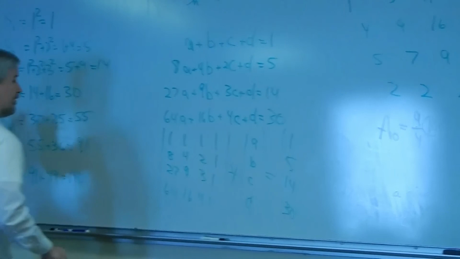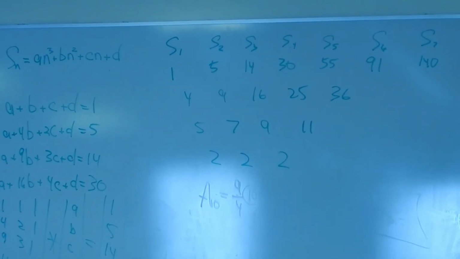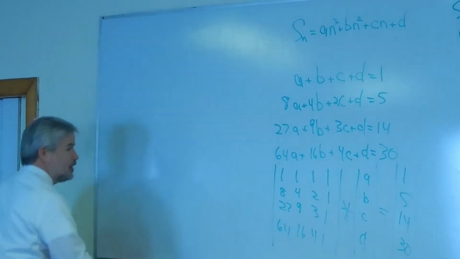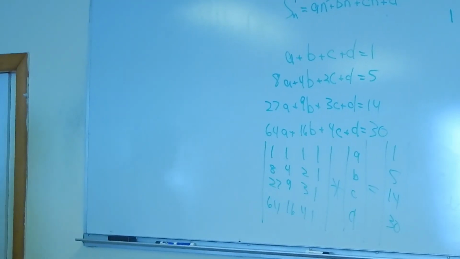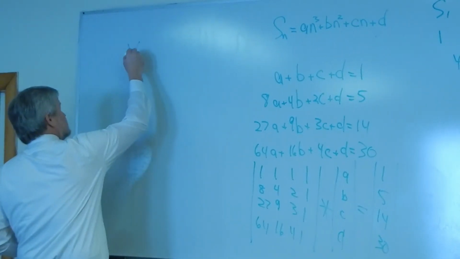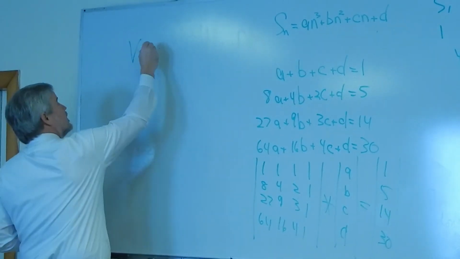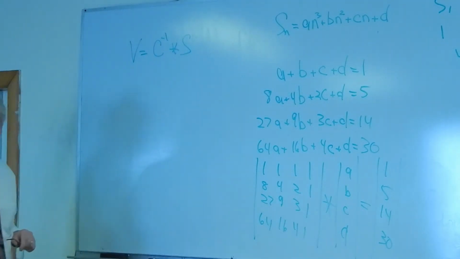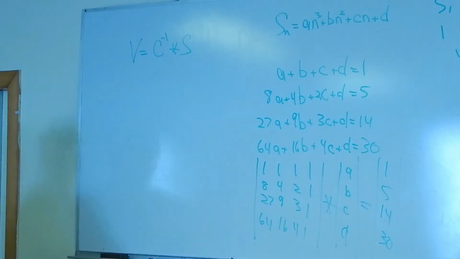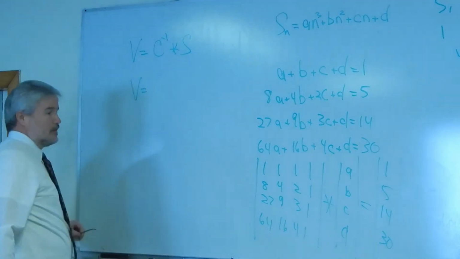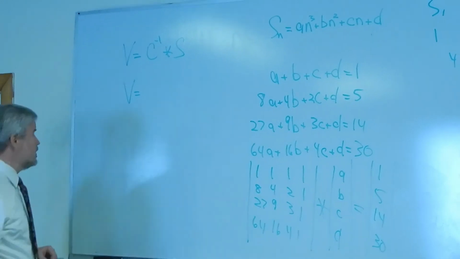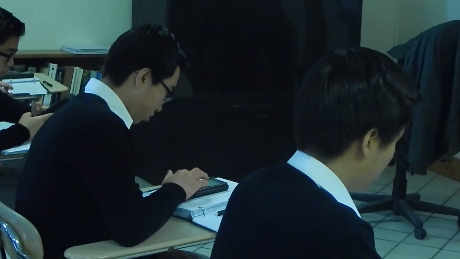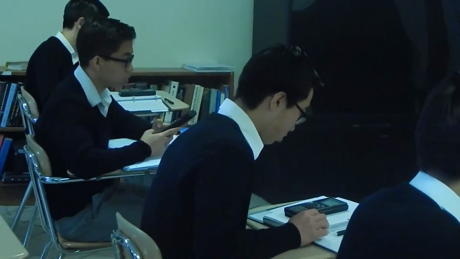Okay, so I can erase this section right here. Class together, we know that the variable matrix is equal to the inverse of the coefficient matrix times the solution matrix. And so what do we get for our variable matrix? 1/3, 1/2, 1/6, and 0.